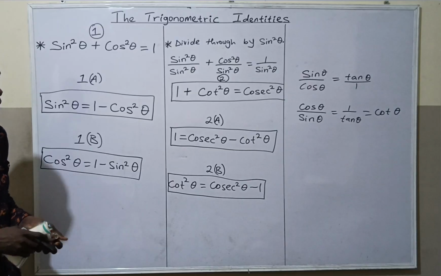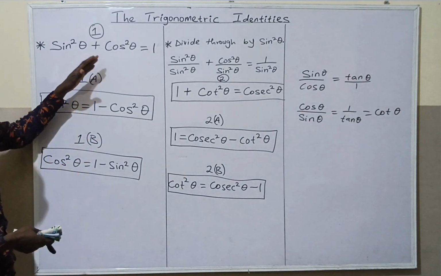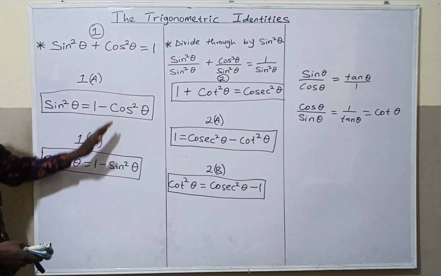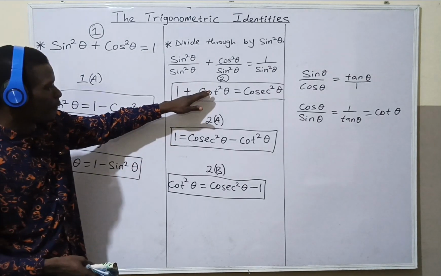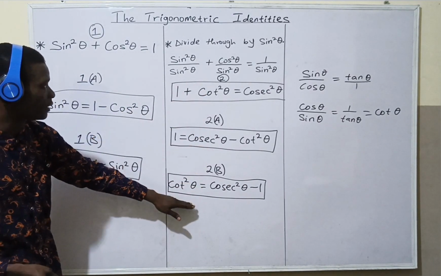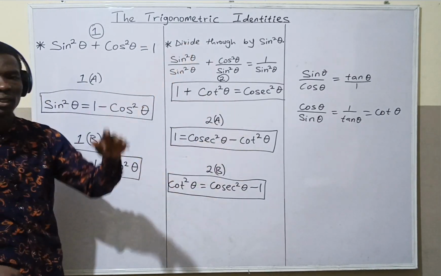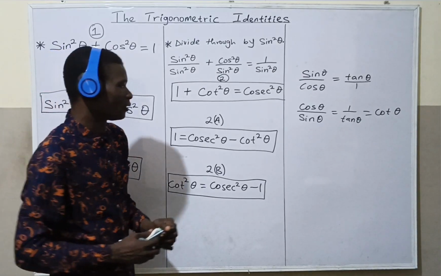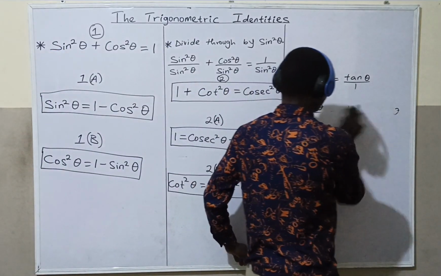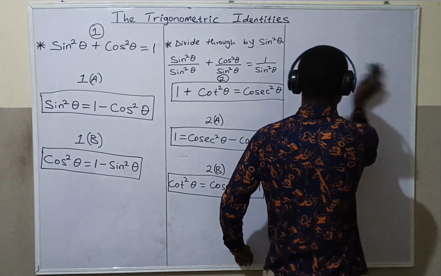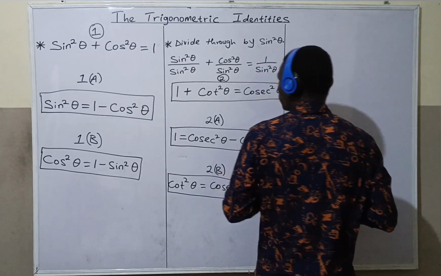So how many identities are we having in total? We're already having 6 identities. 1, 2, 3, 4, 5, and 6. So we'll proceed to the last 3, which will bring all our identities to 9. Okay?